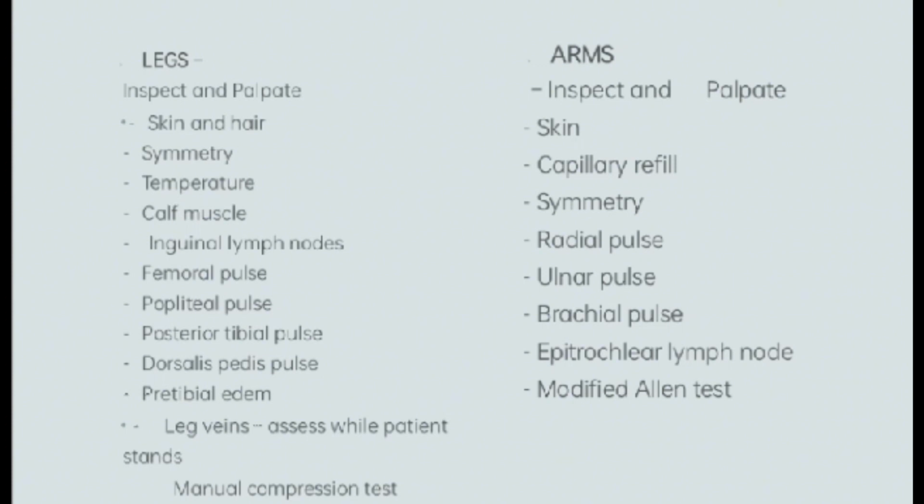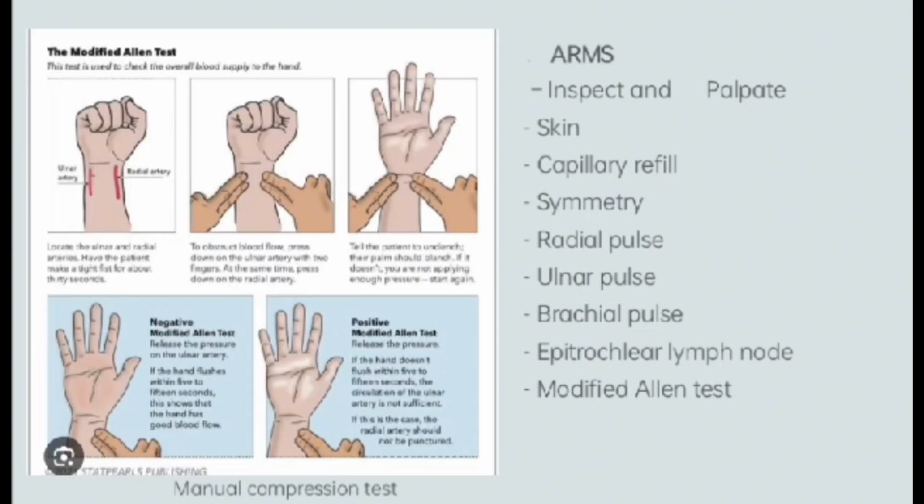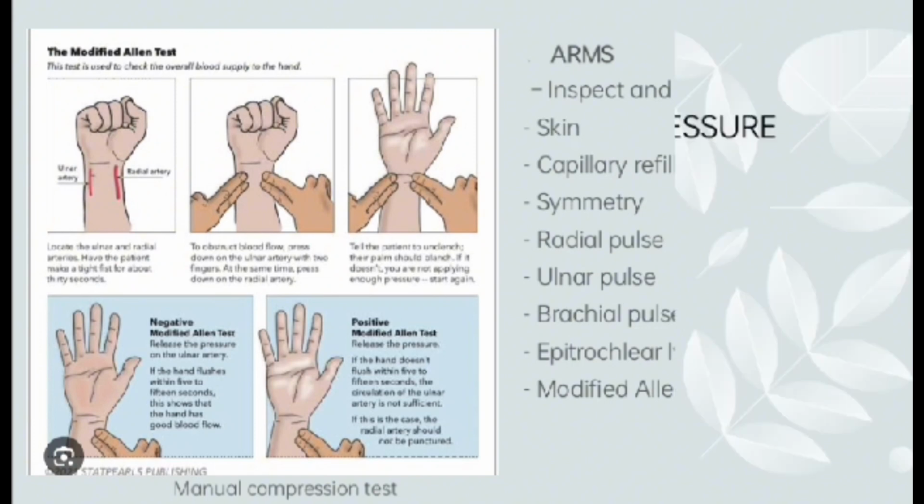And then next, we have modified Allen test. So in performing modified Allen test, you have to instruct the client to fist the hand while you are occluding the radial and the ulnar pulse. And then you will observe if the color on the palm will return within 5 seconds.